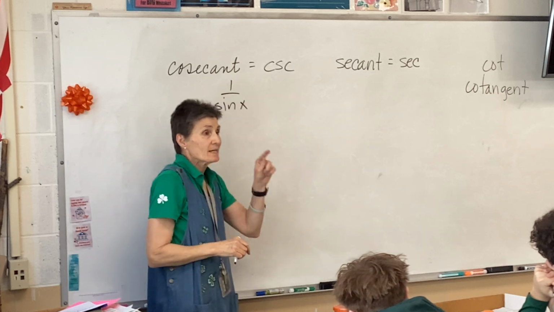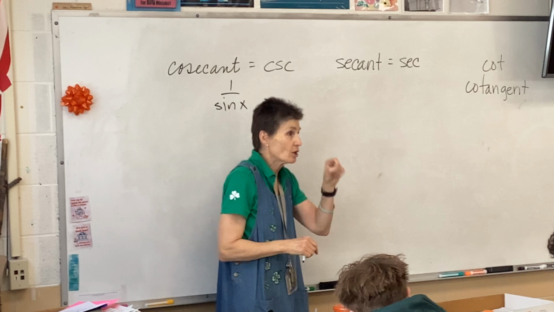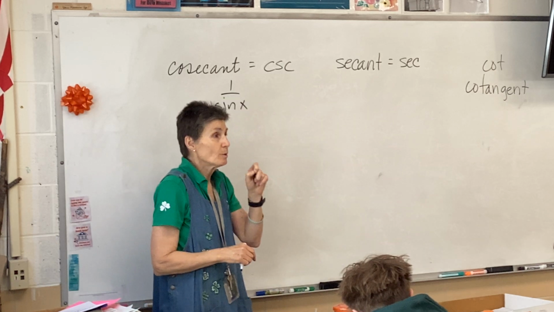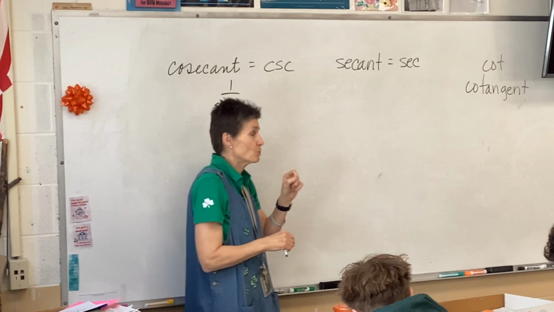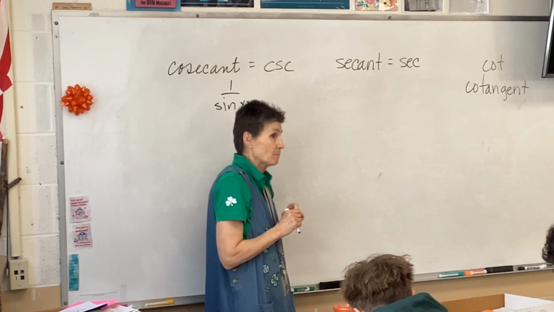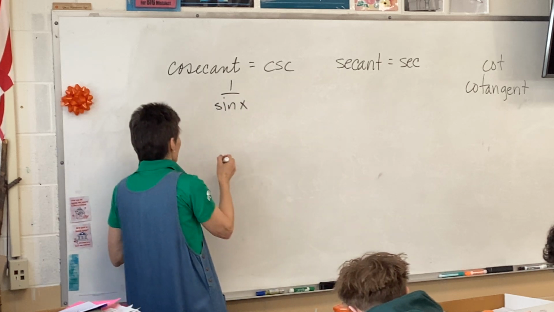Now, that is absolutely critical because you don't have a cosecant button on your calculator. In order to do a cosecant on your calculator, you are going to have to know that it's 1 divided by sine. Okay? Cosecant, 1 divided by sine.